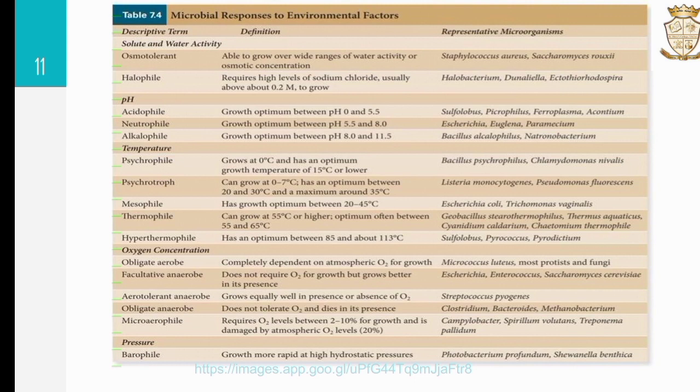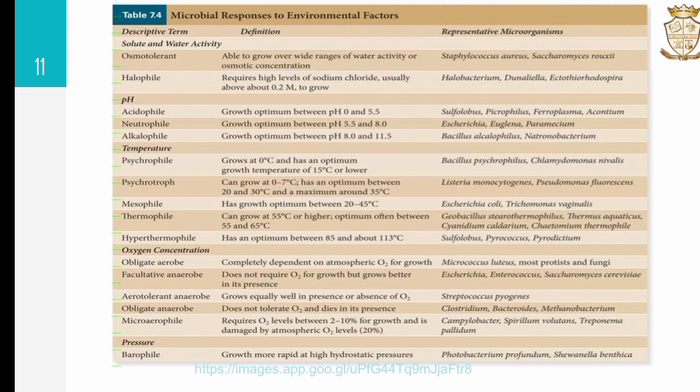Beyond a certain point, further increase actually slows growth, and sufficiently high temperature is lethal. Microorganisms can be placed in one of five classes based on their temperature range for growth. The first one is psychrophiles. They grow at 0 degrees Celsius and have an optimal growth temperature of 15 degrees Celsius or lower. Examples are Bacillus psychrophilus and Chlamydomonas nivalis.